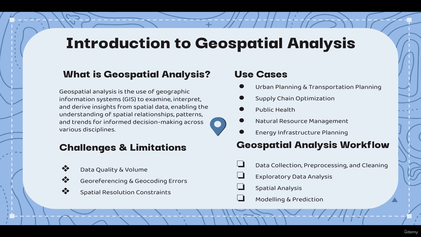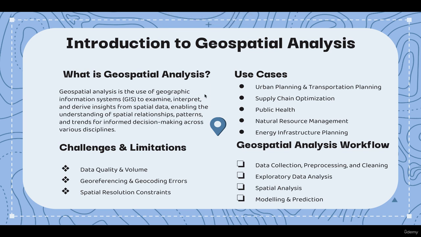The second use case is supply chain optimizations. You can analyze distribution networks and warehouse locations to optimize supply chain logistics and reduce transportation costs. The third use case is public health planning. You can analyze spatial patterns of health outcomes, environmental exposures, and access to healthcare services to identify health disparities and inform public health interventions such as disease surveillance and healthcare resource allocations.